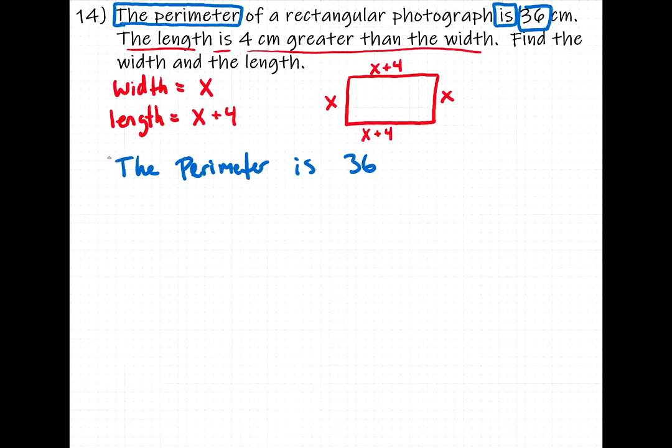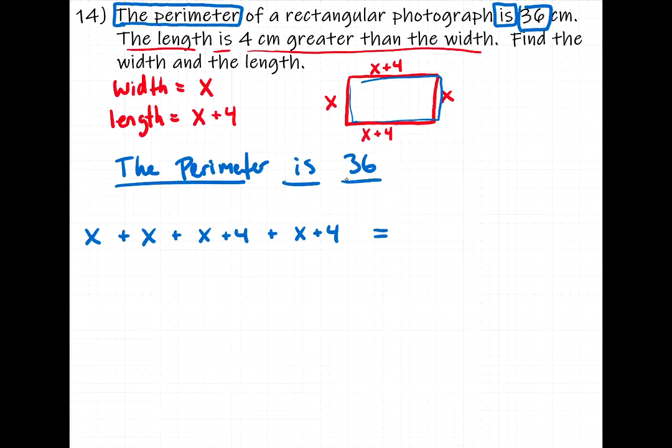Well, the perimeter of any geometric shape is the sum of all of the sides. So add up all the sides. So for the perimeter, there's an x, there's an x, there's an x plus 4, and there's another x plus 4. So we have four sides up here, 2 x's and 2 x plus 4s. And then the word is, we know that means equals, and then 36. That's already a number, so we'll keep that 36. All right, so that's it. We've translated our word problem into a mathematical equation.